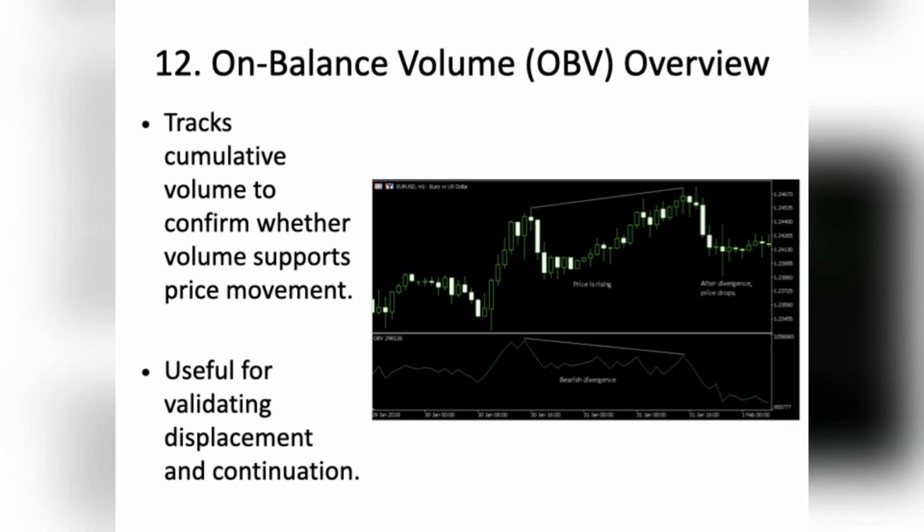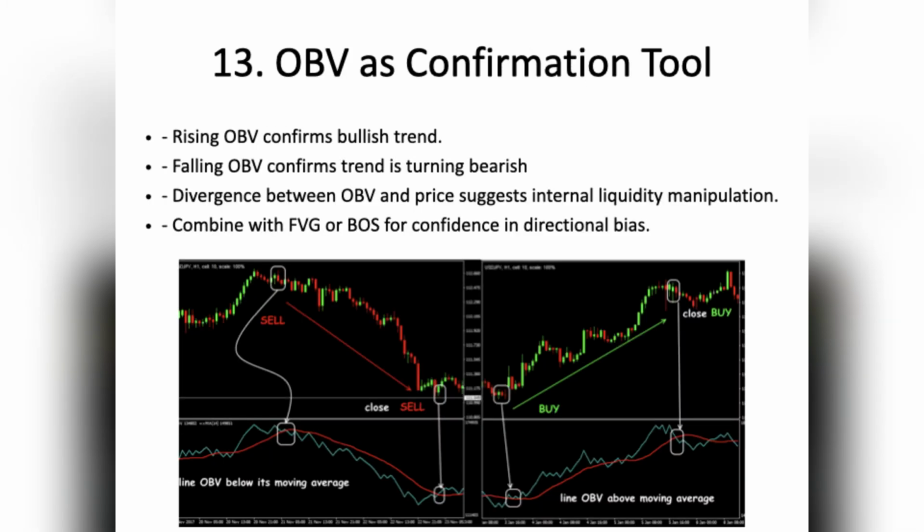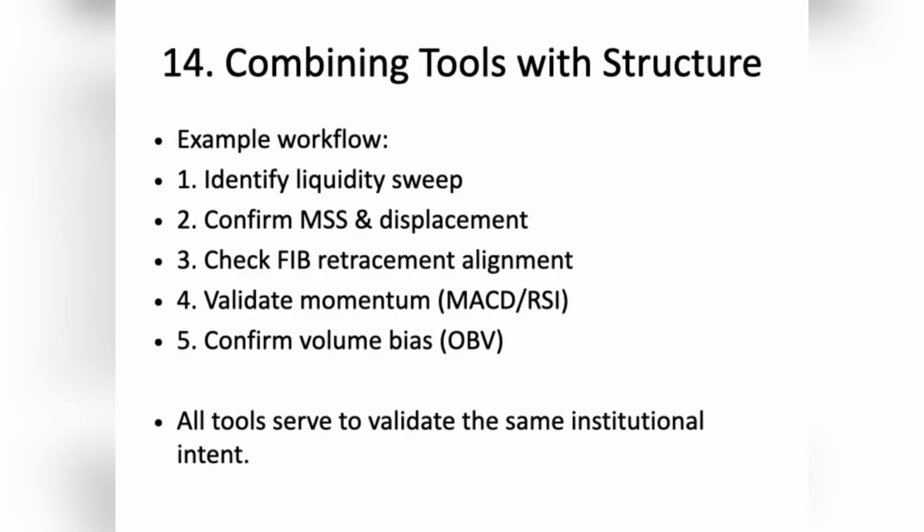Our final tool is on-balance volume, or OBV. OBV tracks cumulative volume flow to answer a simple but critical question: is volume supporting this price movement? As a confirmation tool, a rising OBV confirms a bullish trend, while a falling OBV confirms a bearish one. Most importantly, a divergence between OBV and price, where price goes one way but volume goes the other, suggests internal liquidity manipulation by smart money. When you combine an OBV divergence with a FVG or a break of structure, it gives you tremendous confidence in your directional bias. So, how do we bring this all together?